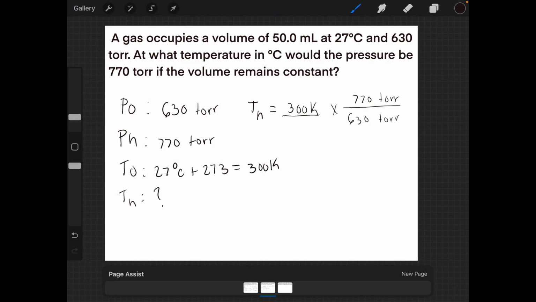Now I'm going to put this in my calculator, which gets me an answer of 366.7 Kelvin. But we're not done yet. This problem wants the answer in Celsius, so we need to subtract 273 from my answer to make this conversion. After doing this, your final answer should be 93.7 degrees Celsius.